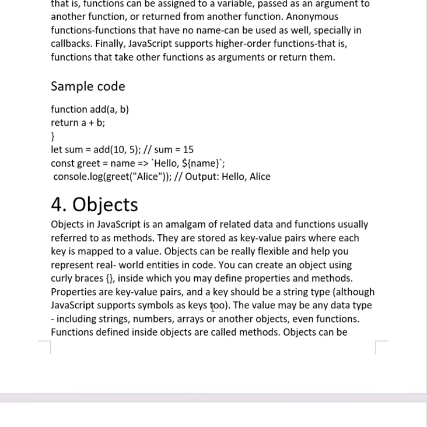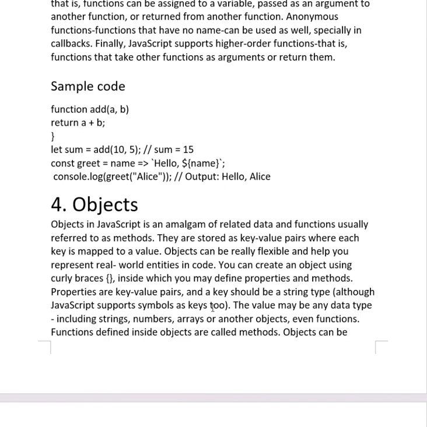And fourth topic is objects. Objects in JavaScript are an amalgam of related data and functions, usually referred to as methods. They are stored as key value pairs where each key is mapped to a value. Objects can be really flexible and help you represent real world entities in code. You can create an object using curly braces inside which you may define properties and methods. Properties are key value pairs, and a key should be a string type, although JavaScript supports symbols as keys too.